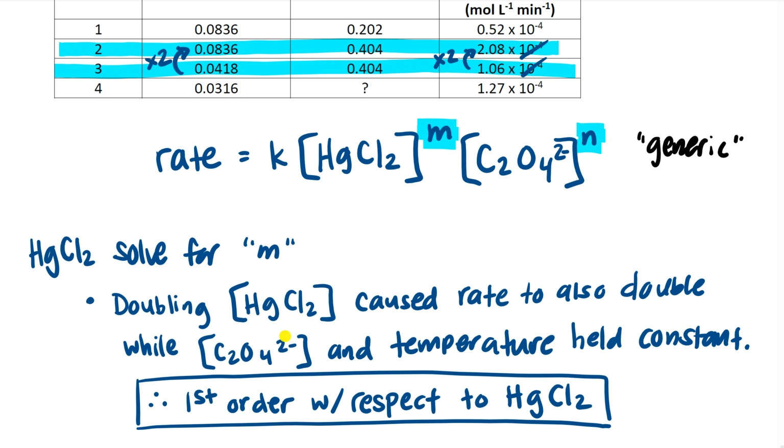This second statement is still important because we're assuming that temperature is remaining the same, so the rate constant is being held constant. And then holding the oxalate concentration the same, we're pinpointing the fact that the rate change is strictly due to the change in the mercury chloride and nothing else changing. So we would say first order with respect to mercury chloride.